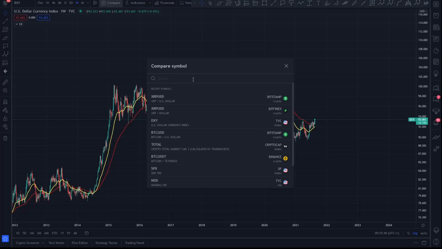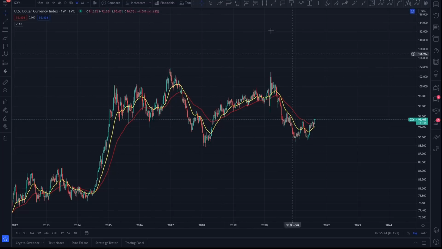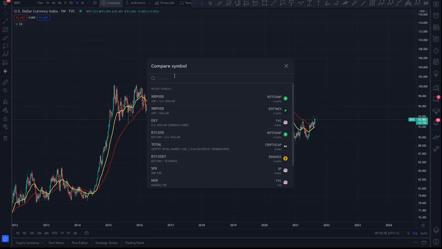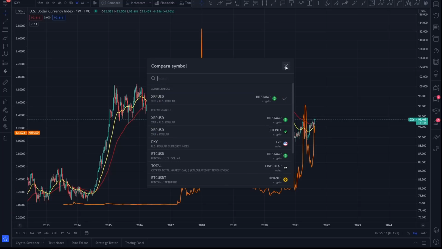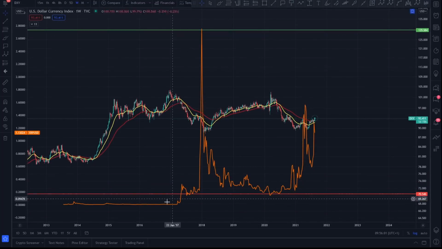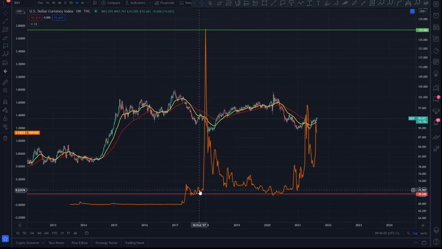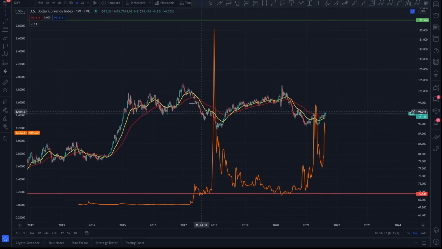So what I'm going to do is search for XRP. What you do to put in a comparable is go to compare. So I'm on the DXY chart at the moment, the candlesticks for the DXY. I'm on the weekly time frame, so go to compare and then put XRP into here, and then go to Bitstamp, new price to log scale, that one. Now you can see the correlation here: the orange line is XRP price action on a weekly time frame, and the DXY is the candlestick.